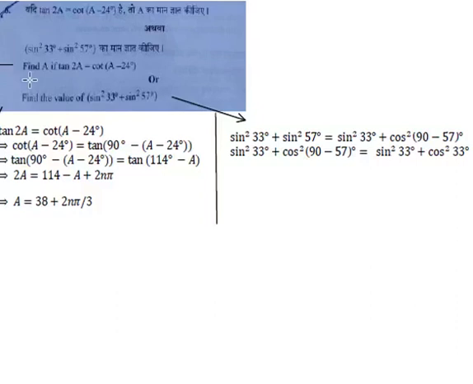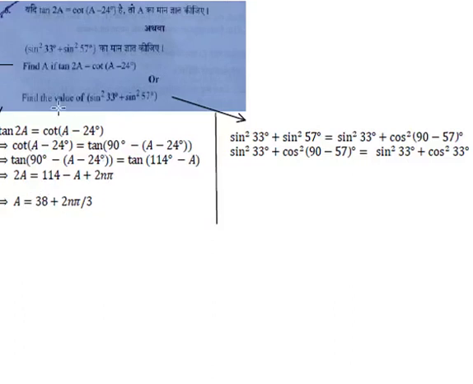In the sixth question, part 1, we have to find the value of a given tan 2a equals cot a minus 24 degrees. We convert this cot a minus 24 degrees to tan so that we can compare the angles. We deduct this angle from 90 degrees to make it tan, and we solve for a. We add 2 n pi because there can be infinitely many solutions for a.